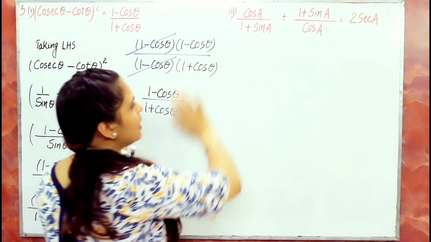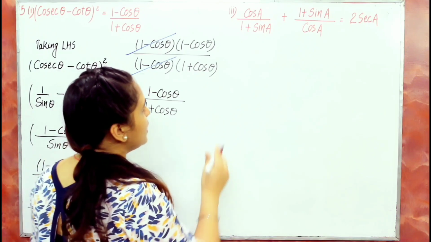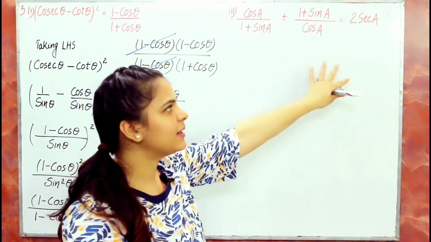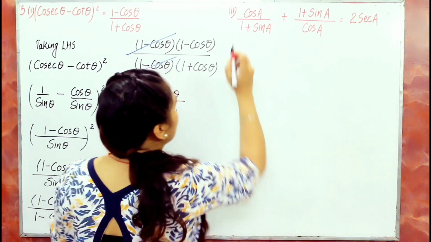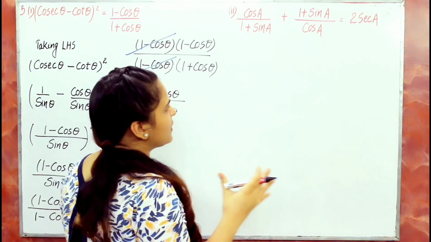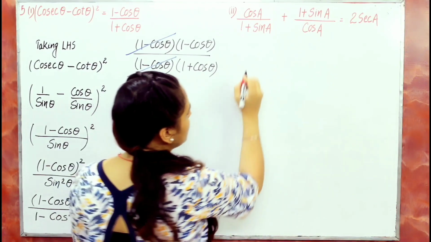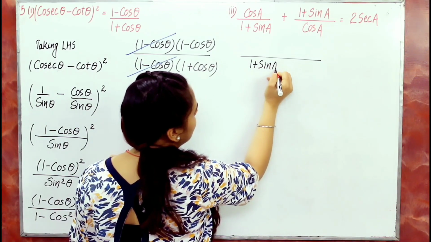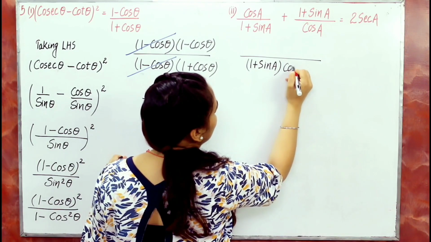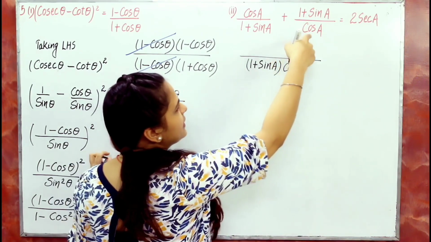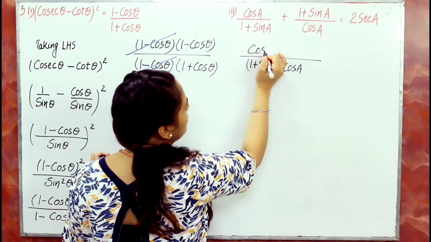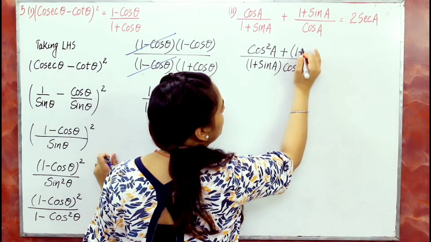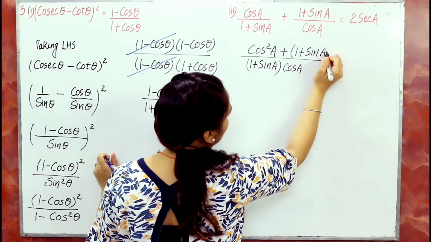Now similarly we will solve our second part. In the second part also we are going to take LHS first, because this one is more complicated as compared to RHS. Now they are already in the form of sine and cos. What we can do here is take LCM. So I'm going to write here (1 plus sine A) multiplied by cos A. And as we are taking LCM, the numerator will be cos square A plus (1 plus sine A) whole square.